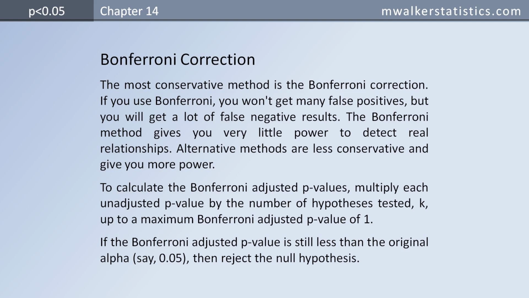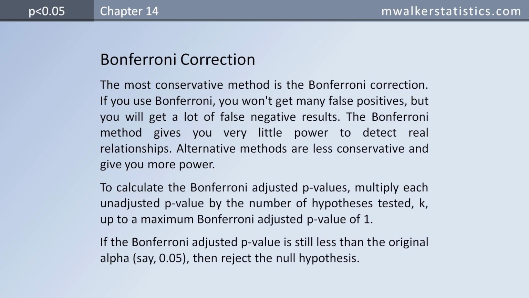The most conservative method is the Bonferroni correction. If you use Bonferroni, you won't get many false positives, but you will get a lot of false negative results. The Bonferroni method gives you very little power to detect real relationships. Alternative methods are less conservative and give you more power.